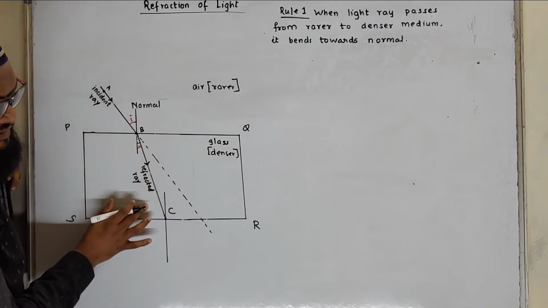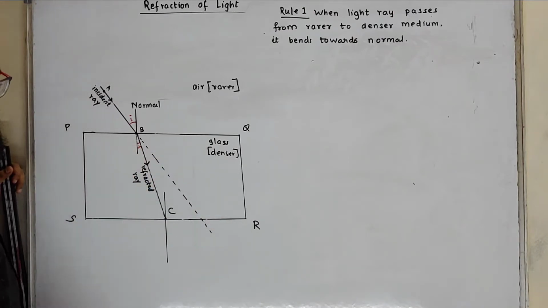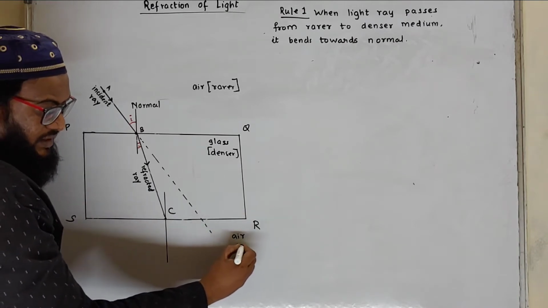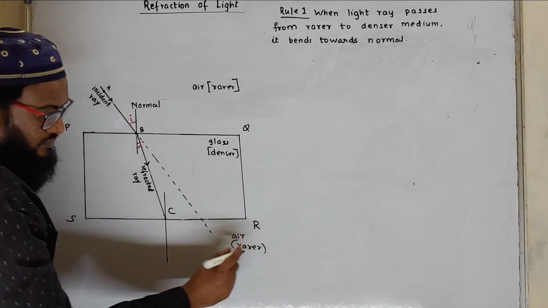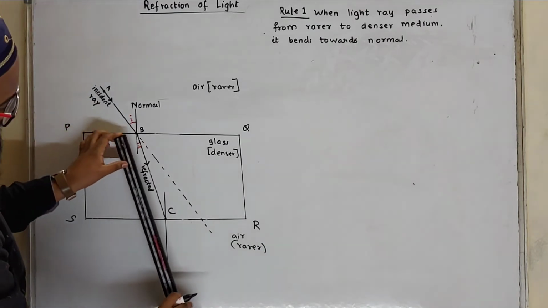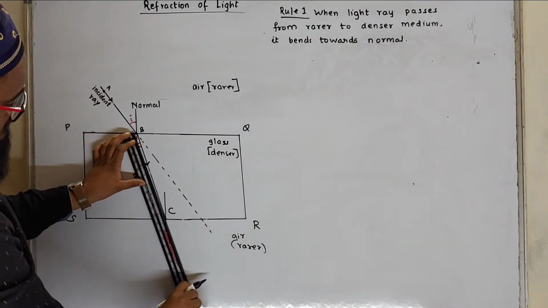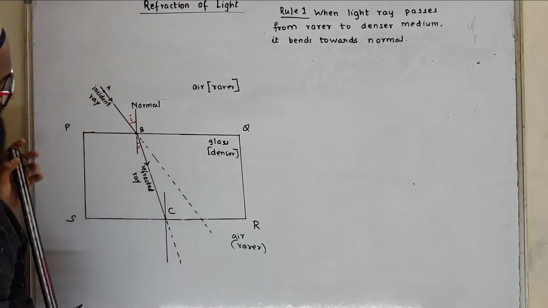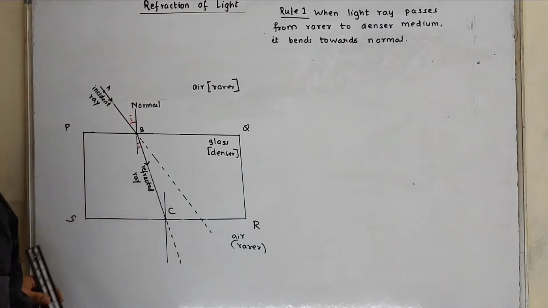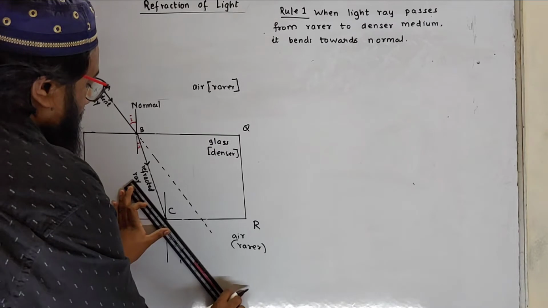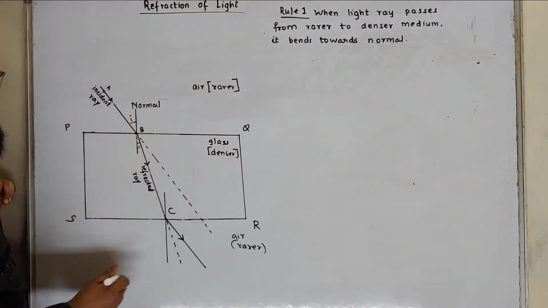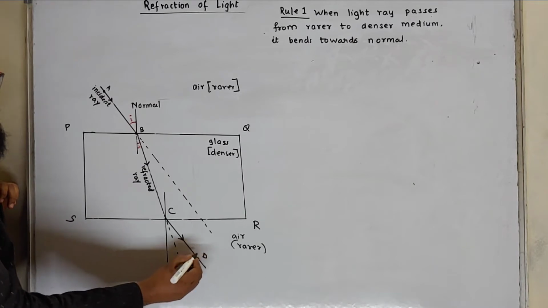Now this ray is going to come out of the glass. That means again it will go to air. Air is a rarer medium. Now instead of going straight, what will happen? It will move away from the normal. Let us name it as CD.